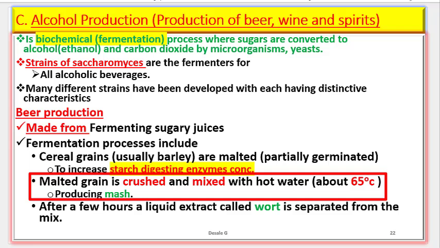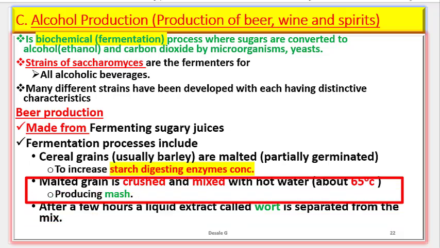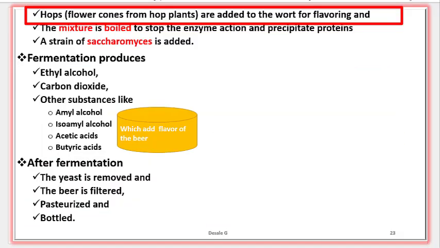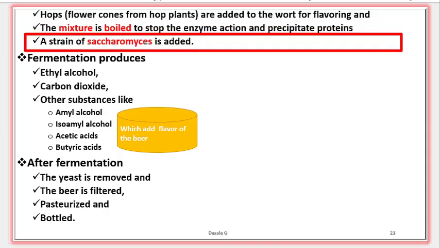Second, these malted grains must be crushed and mixed with hot water, which produces mash. After a few hours, a liquid extract called wort must be separated from the mixture. Hops, mostly the flower cones of hop plants, must be cut off and added to the wort for flavoring. Fifth, the mixture must be boiled to stop the enzyme action and precipitate the proteins. And lastly, we need to add a strain of Saccharomyces. Then we have to let the fermentation begin.